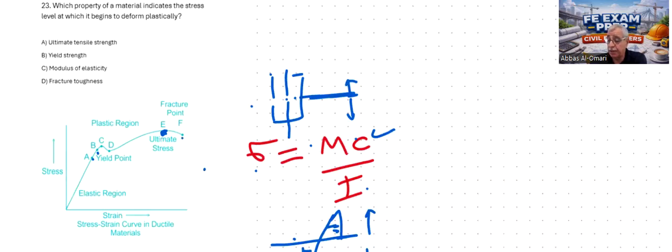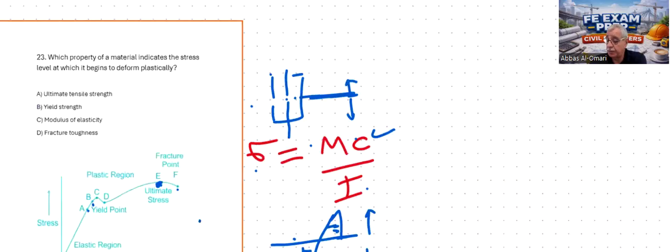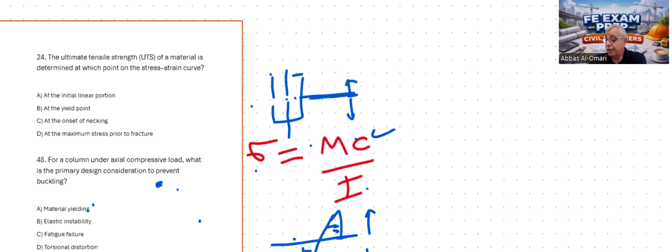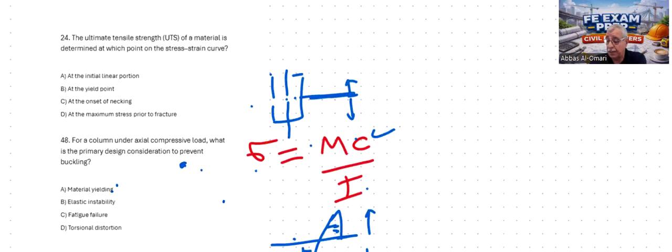So we go back to the question. The ultimate tensile strength of a material is determined at which point of the stress-strain curve: at the initial linear portion, no; at the yield point, no; at the onset of necking, no; at the maximum stress prior to fracture. So this is the correct answer. The ultimate stress is the maximum stress before fracture.